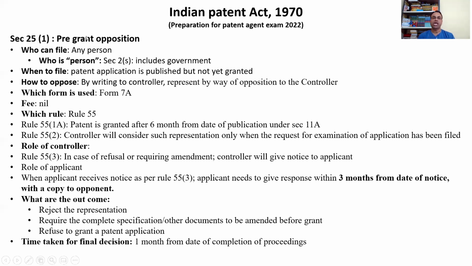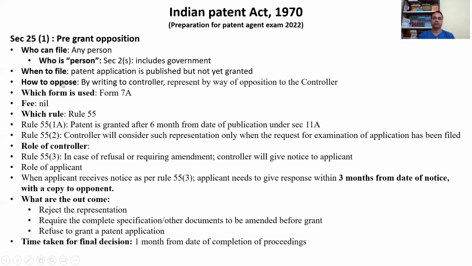So what can you do? Any person can do this. Remember, any person and person interested are different. Who is any person? According to section 2(1)(s), it includes government also, so government can also do this. When to file? When the patent application is published but not yet granted, you can file pre-grant opposition under section 25(1).